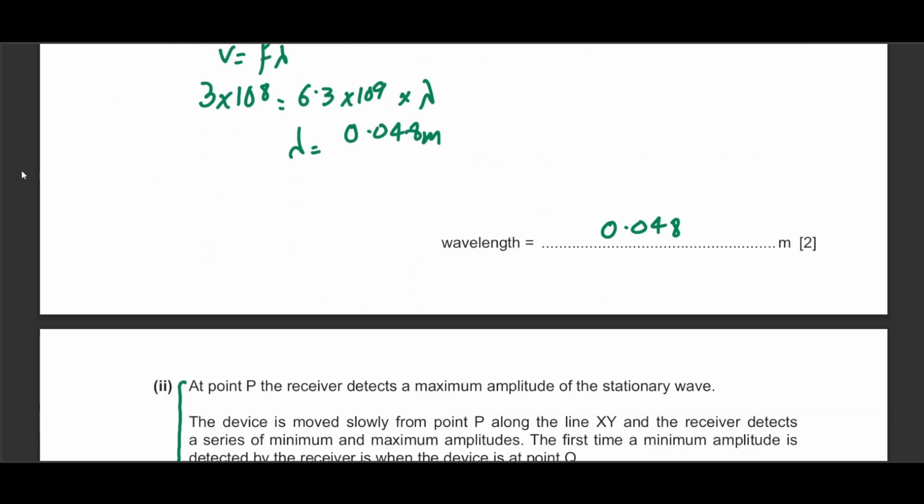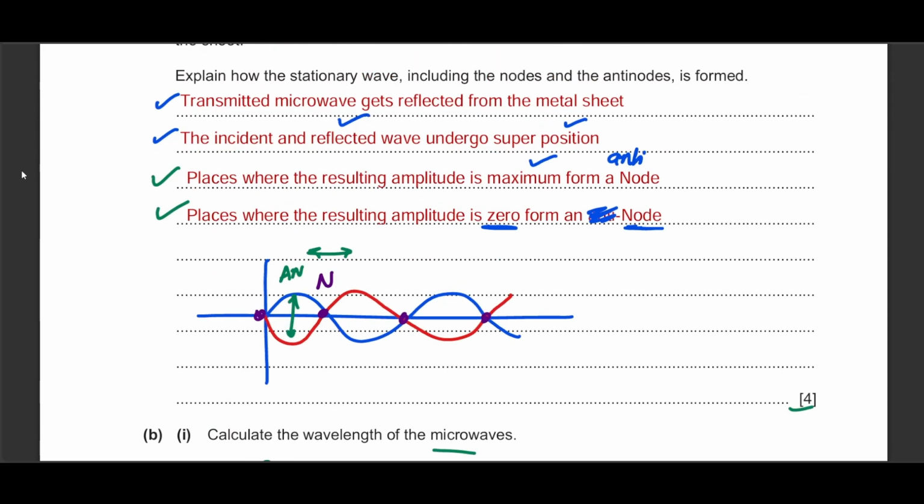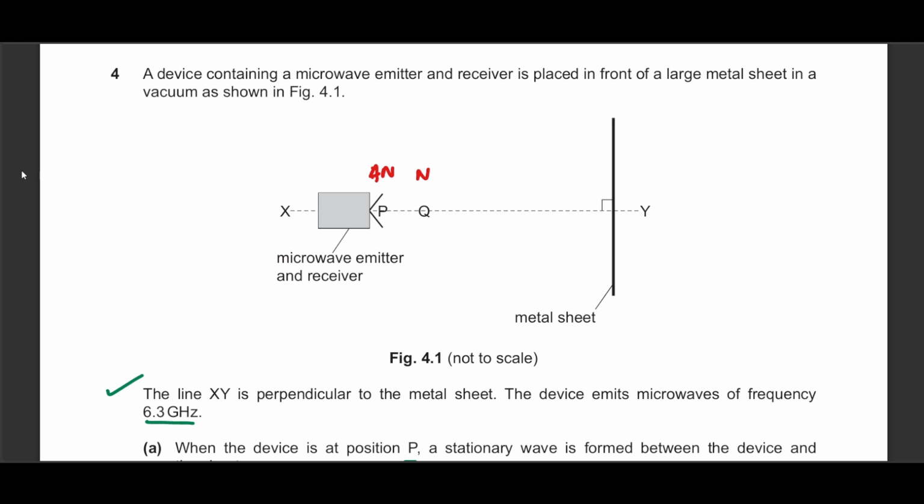And then he says that the devices move slowly towards point P along the line XY. The receiver detects a minimum and maximum amplitude. The first minimum amplitude is detected at point Q. If the amplitude is minimum at point Q, then this must be a node. So if I were to draw this, for example, then this is going to look something like this. Like this. And of course, I can continue down the line like this and make the rest of the stationary wave. But at this location, it's supposed to look something like this.